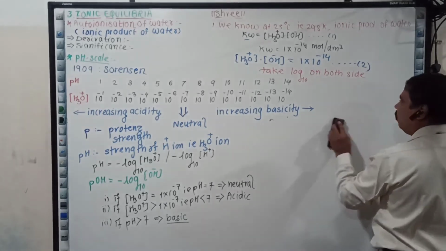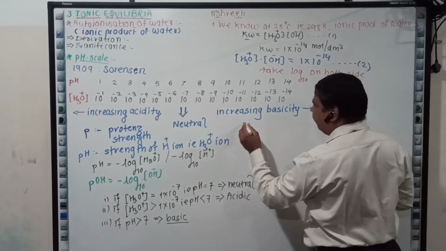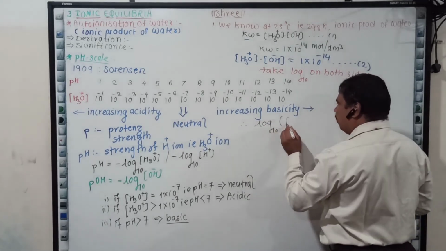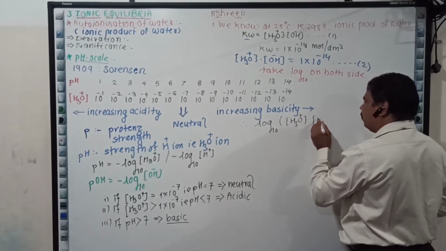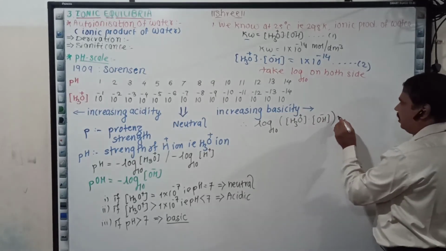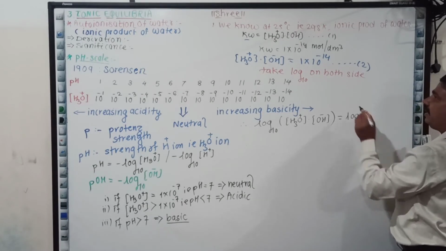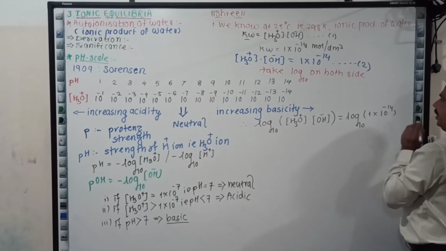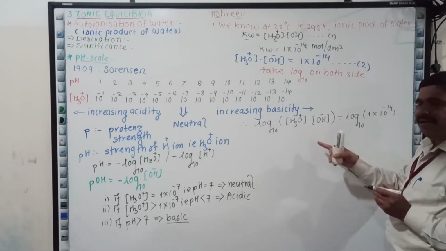Take log to base 10 on both sides. We get, therefore, log to base 10 in bracket concentration of H3O plus into concentration of OH minus bracket complete is equal to log to base 10 in bracket 1 into 10 raised to minus 14. ओके, आता आपण या ठिकाणी पुढच्या स्टेप मध्ये लॉग वेगळे करूया.